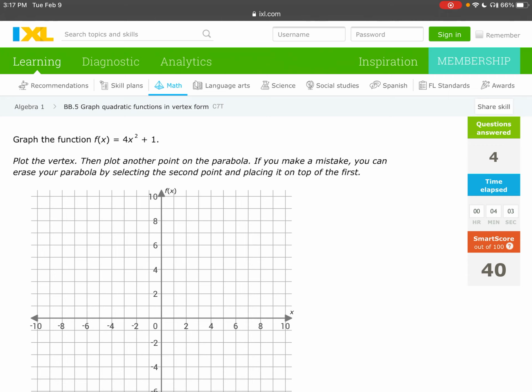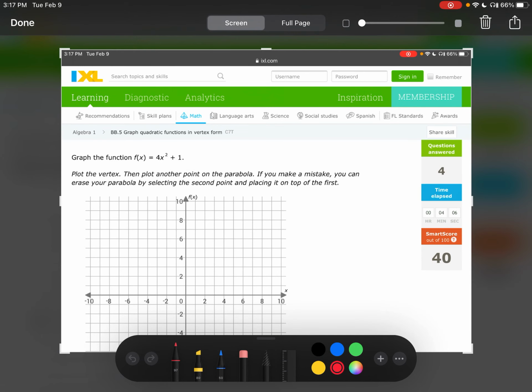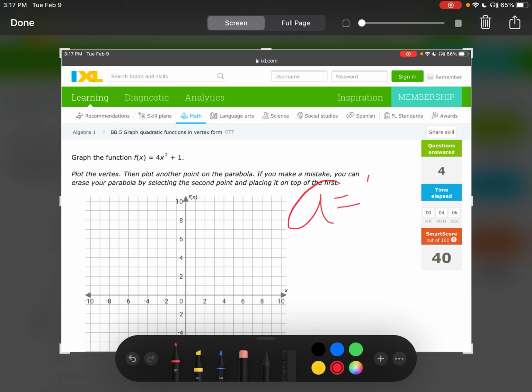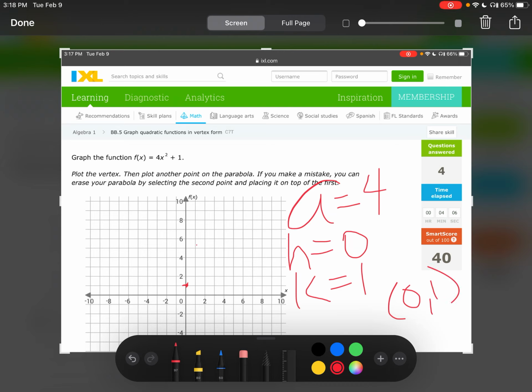All right, so this one, 4x squared plus 1. Then I'm going to snip here. So 4x squared plus 1. That means my A is 4. My H is 0, and my K is 1. So my vertex gets moved up 1. My H doesn't move me, so my vertex is now 0, 1. Then I'm going to use my A. I'm going to step to the right and go up 4.